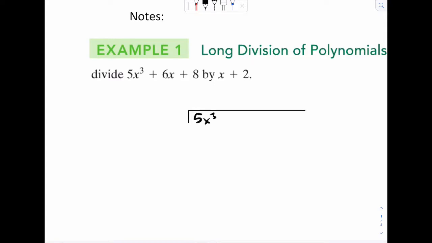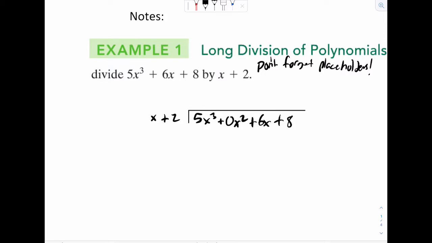5x cubed plus 0x squared plus 6x plus 8. The first thing to immediately notice is this is 0 right here. So don't forget you need placeholders. You need that to represent the x squared term. And you'll see why as we're working through it.